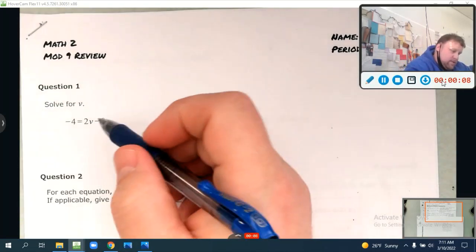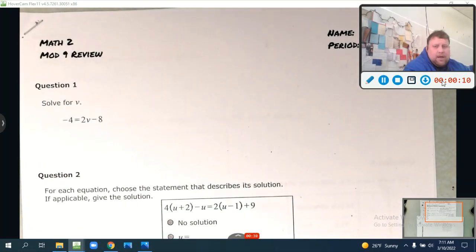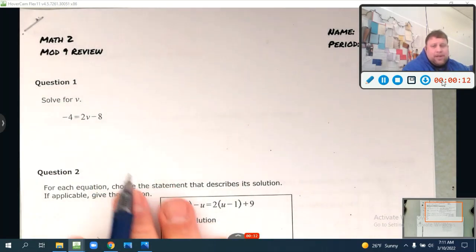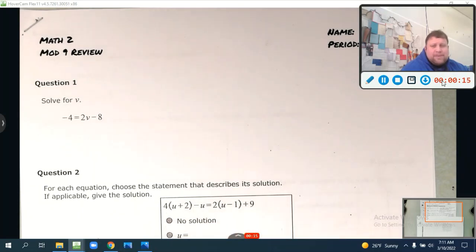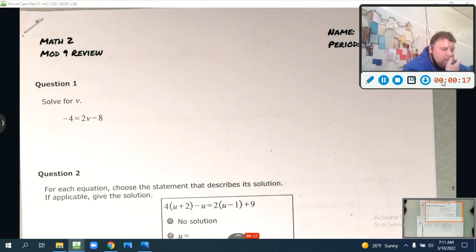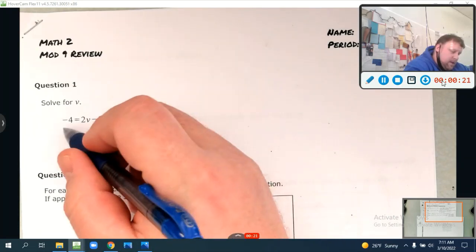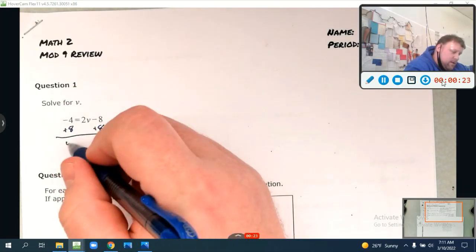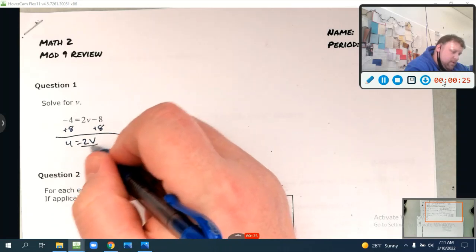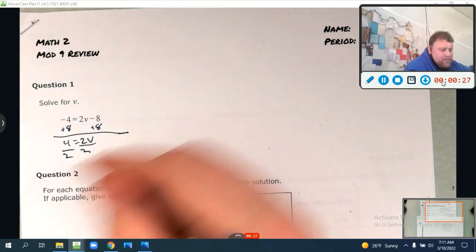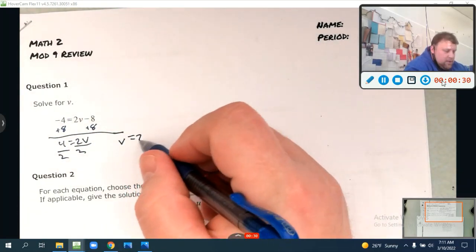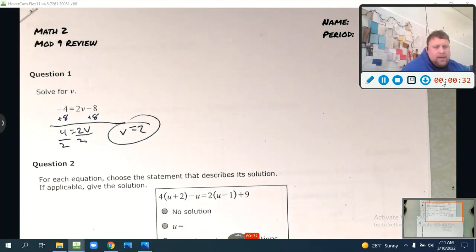So let's do this. Solve for V. I would recommend pausing. I'm just going to kind of motor through. Pause at any point. It's best if you try to work it out yourself. But let's go. If I'm going to solve this for V, I'm going to add 8 to both sides. 4 equals 2V. Divide both sides by 2, and I get that V equals 2. Boom. Easy peasy lemon squeezy.